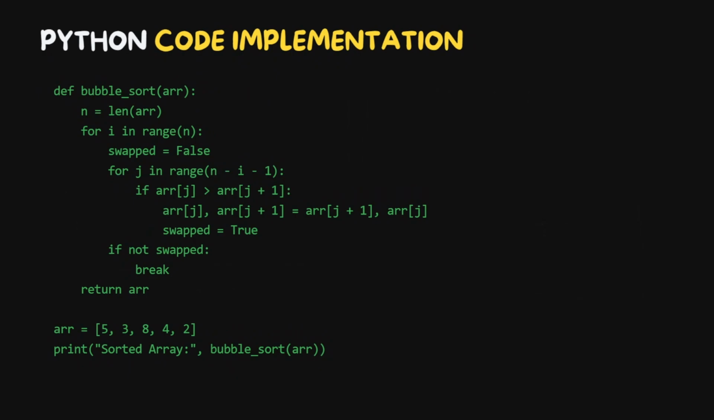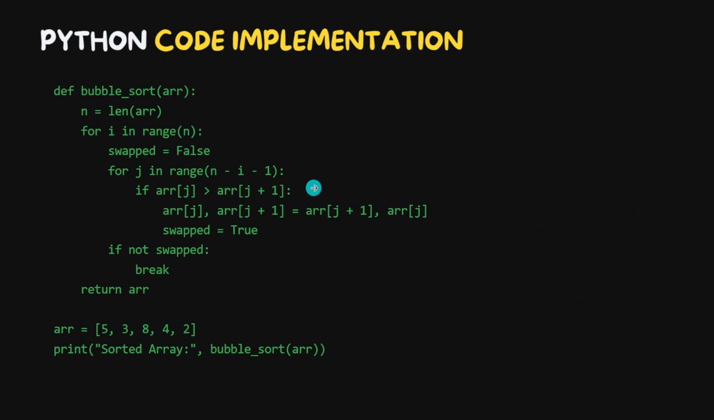Here's the Python code for bubble sort. Let's go through it step by step. In the first step, n equal to length of array. It will find the length of the array. In the second step, for i in range n, the outer loop runs n times to ensure full sorting. In the third step, swapped equal to false, tracks whether any swaps happen. In the fourth step, for j in range n minus i minus 1, inner loop for adjacent comparisons.